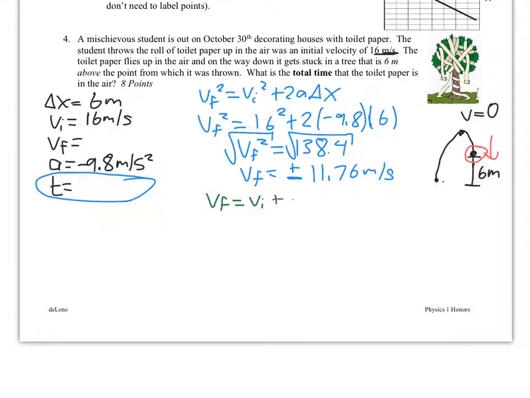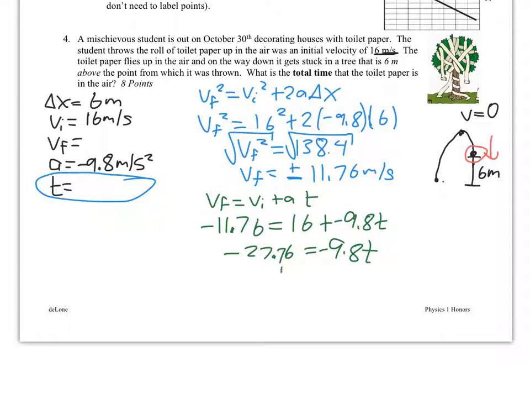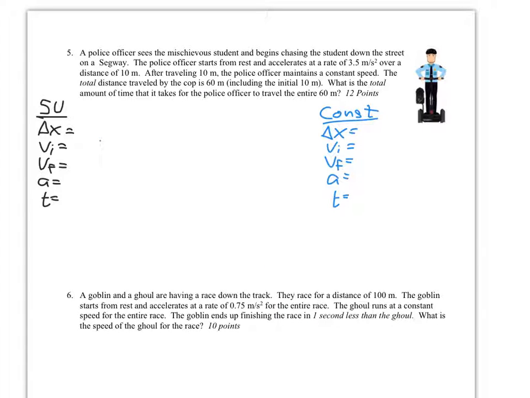and now we can use Vf equals Vi plus at. So negative 11.76 is equal to 16 plus negative 9.8 times t, which means we end up with negative 27.676 is equal to negative 9.8t, and so my time here ends up being 2.83 seconds. And that is my final answer. That's the overall time this object is in the air. All right, let's go ahead and do number 5 here.